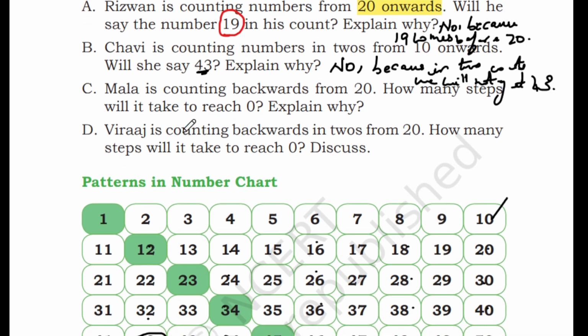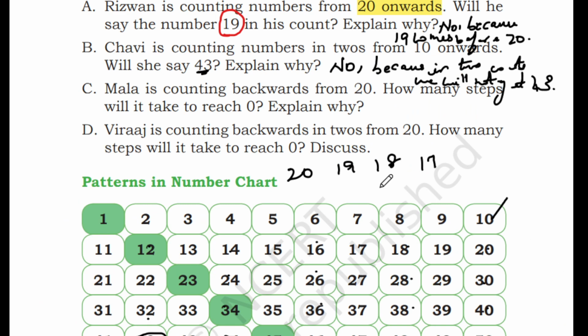So the next one, Mala is counting backwards from 20. How many steps will it take to reach 10? Explain why. So now she is counting backwards. For example, she is counting 20, 19, 18, 17. Likewise, she is counting backwards. Okay. So how many steps will it take to reach number 10? So discuss.